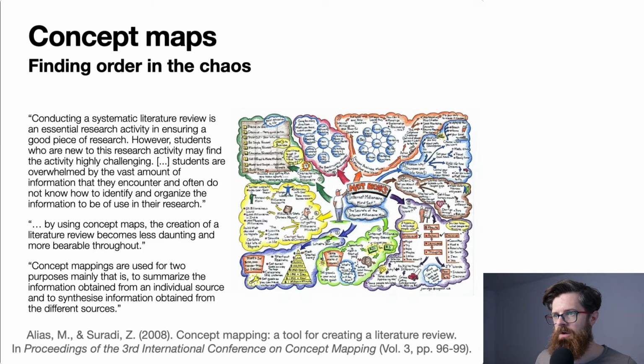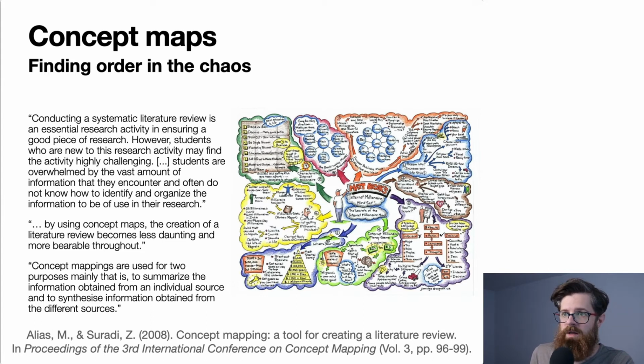Many of you have probably come across the idea of concept maps. These are particularly good at helping you spatially organize information. And I'm just going to read out some useful information that I found in this paper here. Conducting a systematic literature review is an essential research activity in ensuring a good piece of research. However, students who are new to this research activity may find the activity highly challenging.